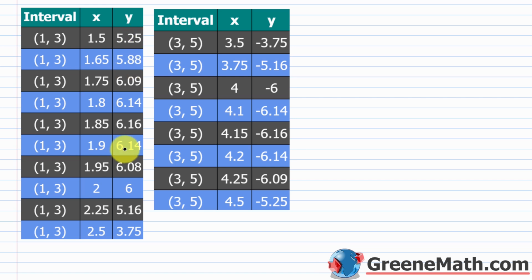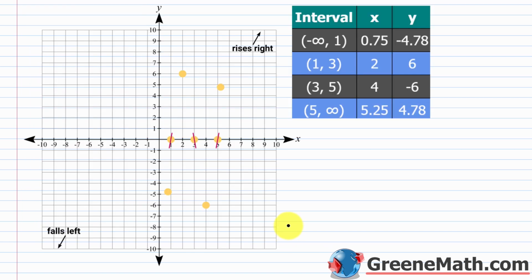You know that there will be a turn between 1 and 3 and between 3 and 5. So if we go back, how do I know that? Because the graph's going to do something like this. It's going to come up, it's going to turn, it's going to come back down, it's going to turn, it's going to come back up. So I know that I'm going to have a turn somewhere between 1 and 3 and then somewhere between 3 and 5. I'm looking for my turns.